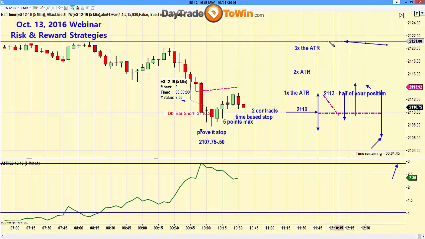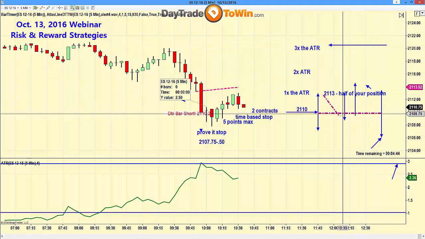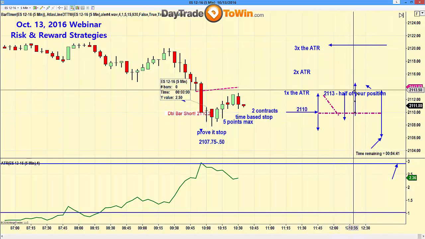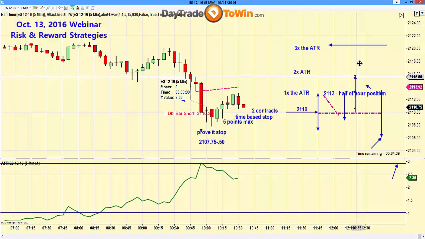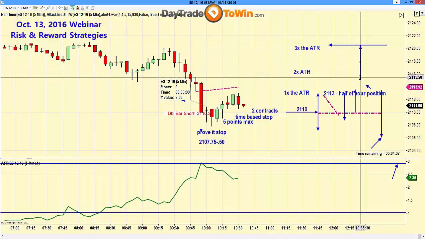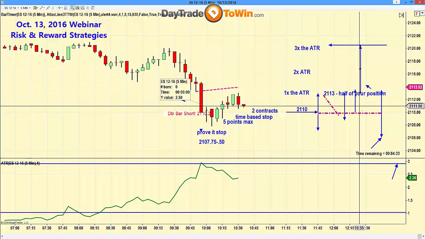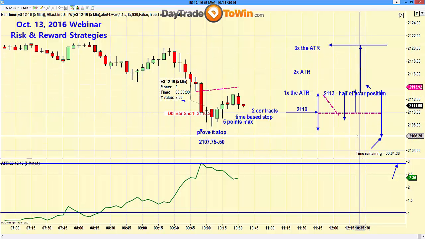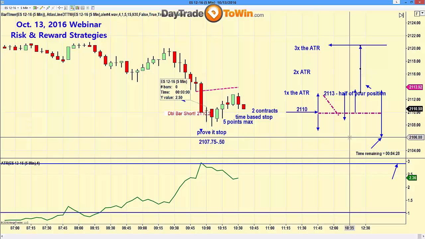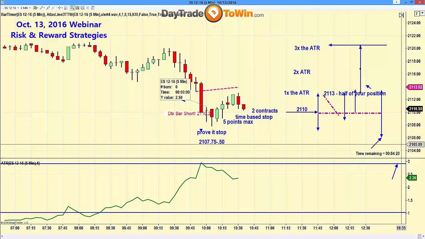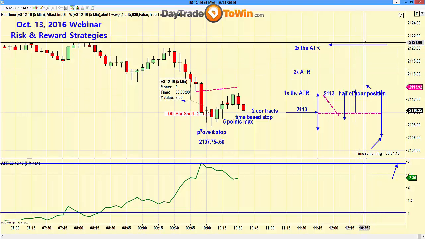So 3 times the ATR is a great way to say, I made 3 on half of my position, I made 9 on the second part of my position, I have 12 in total points. Go have some steak. Don't hold on to this trade thinking it's going to go 4 times the ATR, 5 times the ATR, because at that point you're really pushing it. Just take your money.